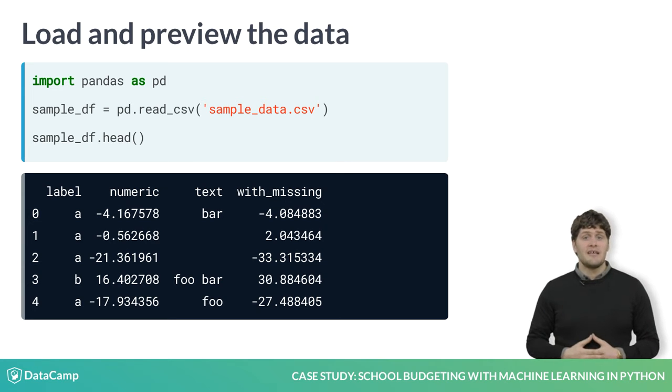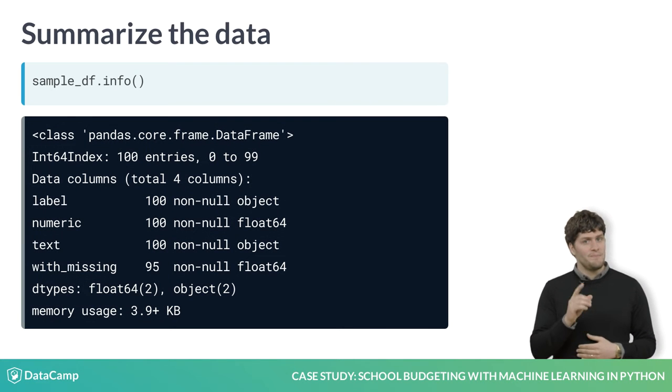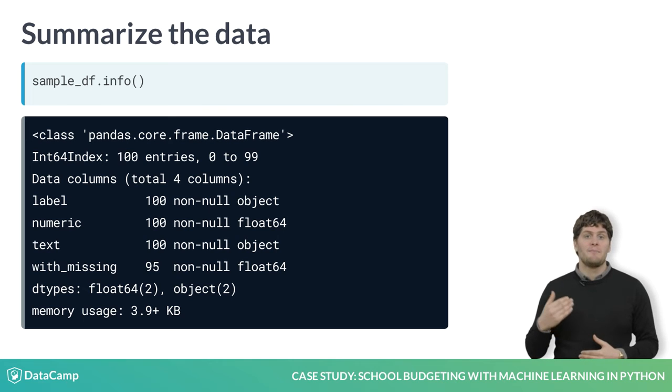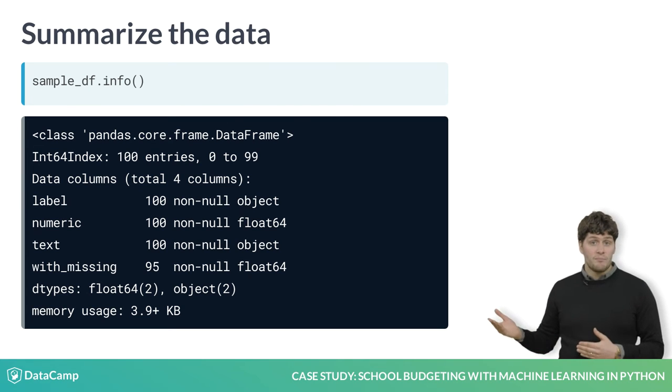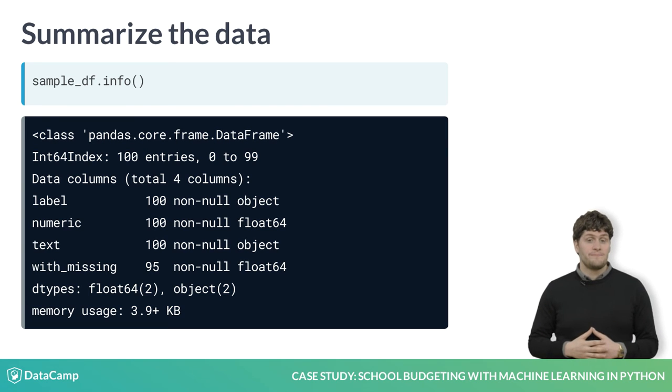We can see this sample dataset has both numeric data and text data. The function info tells us, yep, you guessed it, a bit more information about our dataset. Importantly, it tells us the data type of each column. Columns that can be recognized as a numeric type, integers and floats, will be recognized as such. Columns that can't will get the generic type of object. Additionally, info tells us if any of the columns have missing values. As we can see, the column with missing has 95 non-null entries, which means there are 5 rows that have a missing value in the with missing column.